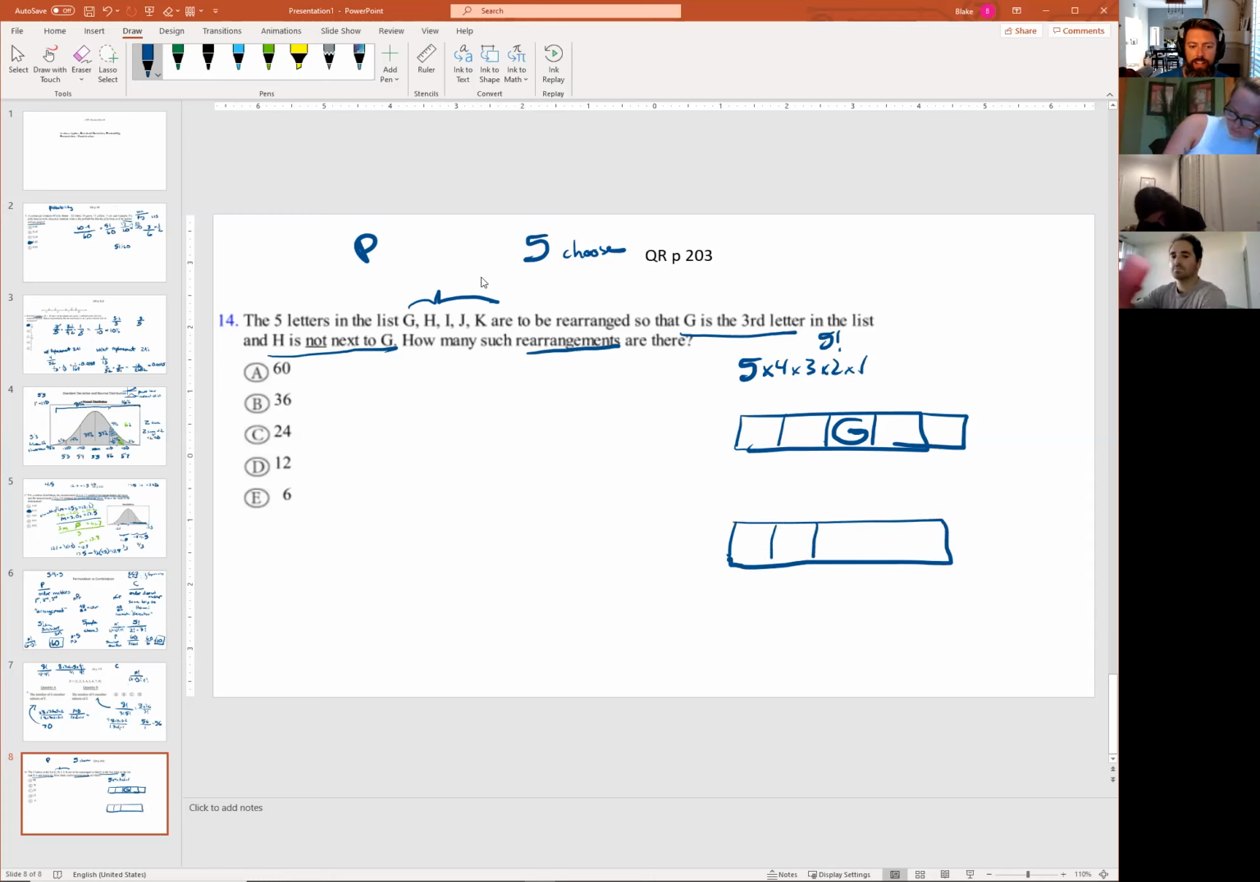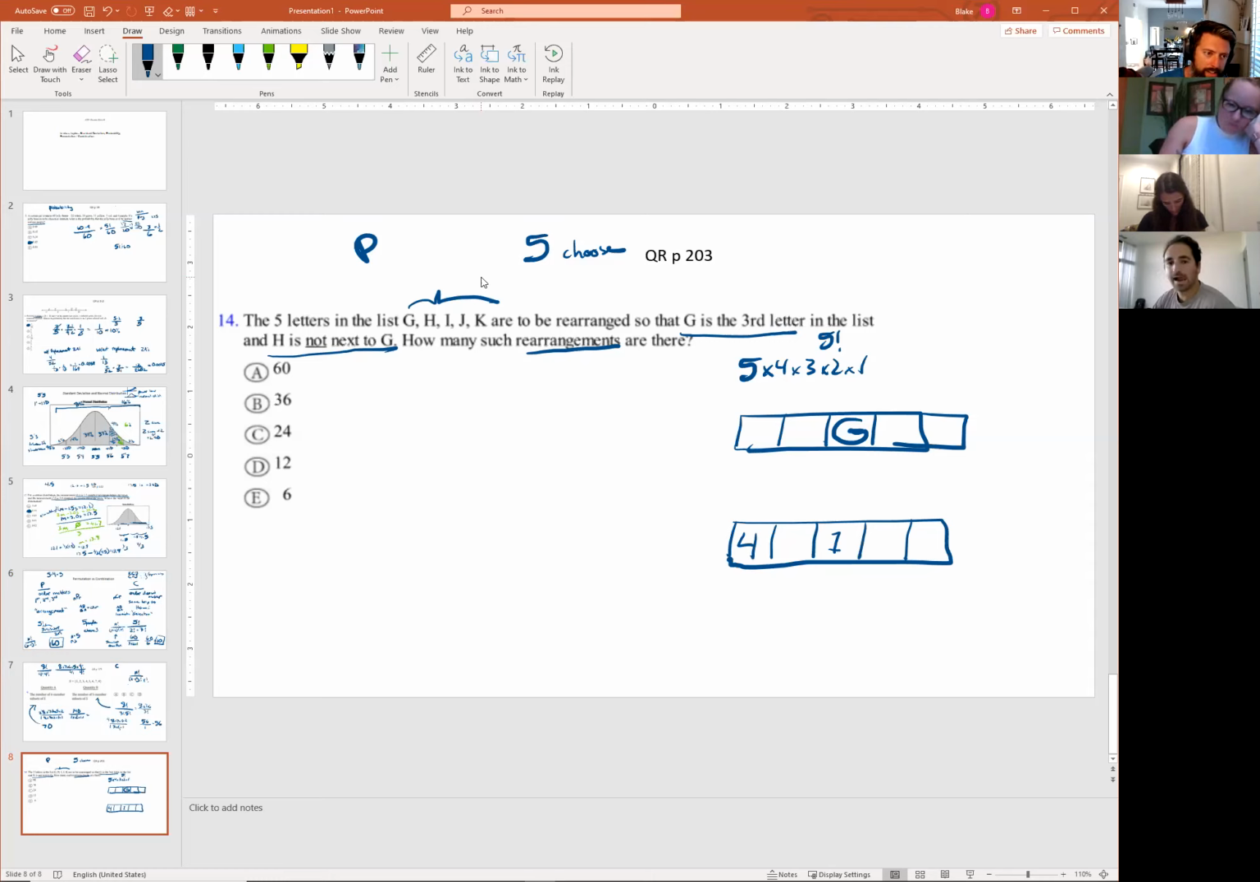They gave us G as if it was something, but it's set there. So I'm going to put a 1 here in spot 3 because there's only one possibility that we can do. And since we're only choosing 4, how many possibilities do we have for this first slot? Carson, how many possibilities do we have for this first spot here? 4, yeah, because we can't choose G. So we can choose any of the others, okay?